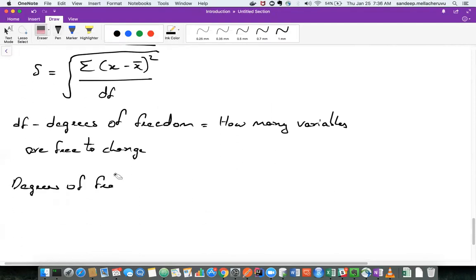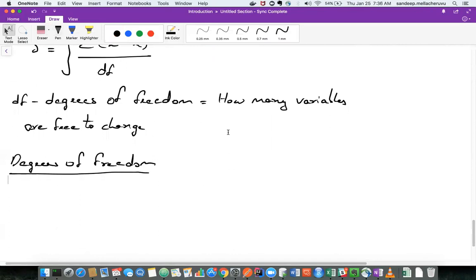So degrees of freedom. I already mentioned that how many variables are free to change is the degrees of freedom. But how do we know how many variables are free? Now let me give it in cases. Case 1. The first case I can write is x plus y equal to 10.